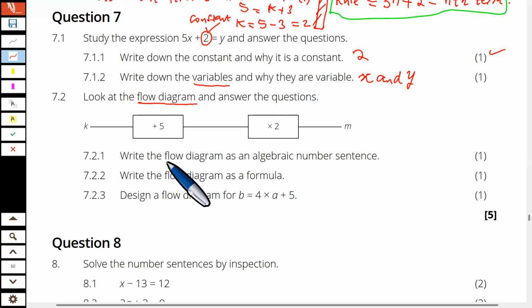Write the flow diagram. We need to write this flow diagram as an algebraic number sentence. How do you write it as a number sentence? It's obvious, because in the end, what do we get? We get M. We start with K. We add 5 to it.